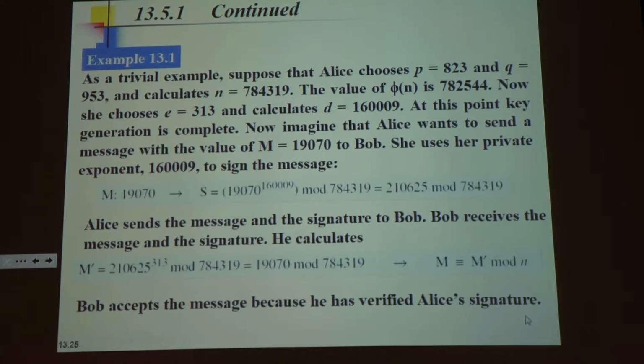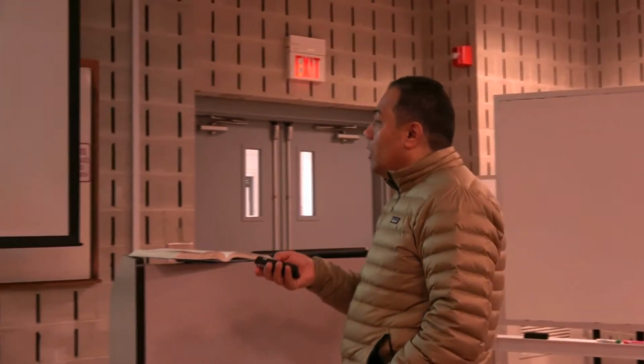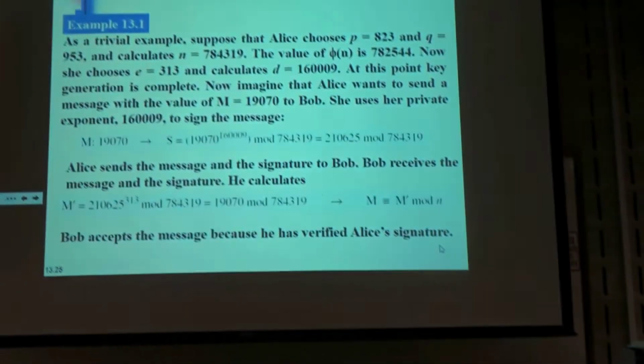Now the signature will be received by Bob. Bob uses Alice's public key. You see, this is the signature in here, 210625, we put it here to the power of the public key, 313, mod N, and that gives you 784319. Then mod N gives you the M. What is the M? 19070, which is the same message that was sent. RSA. Okay, Bob accepts the message because he has verified Alice's signature.